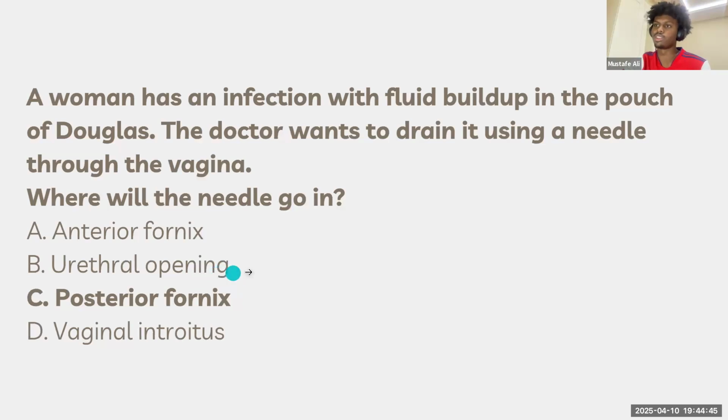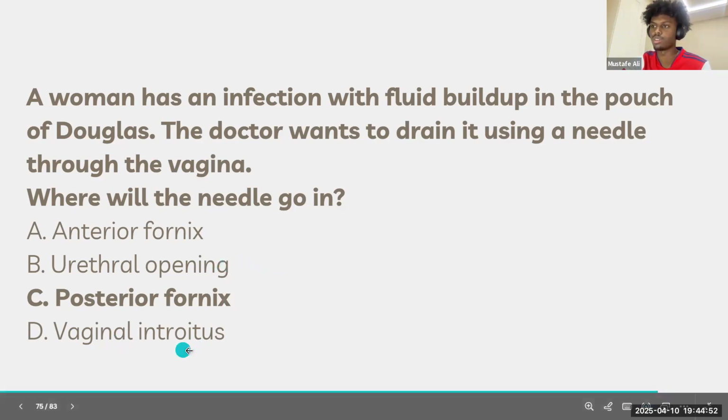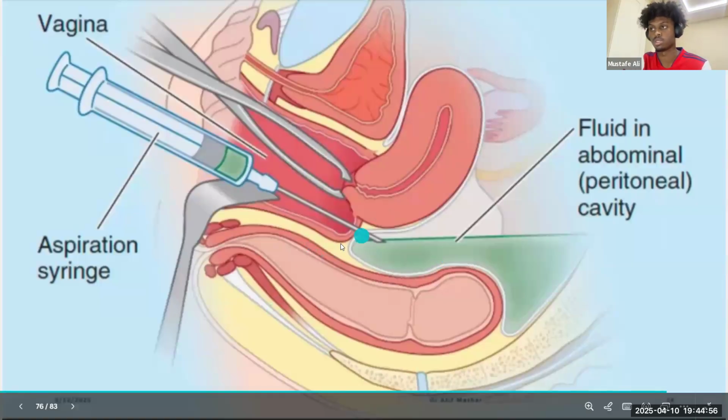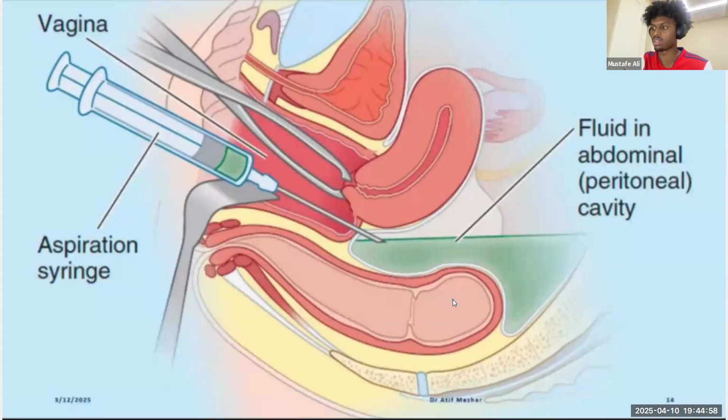The urethral opening is a bit absurd, trying to drain fluid from the pouch of Douglas via this, and the vaginal introitus, I think, is pretty irrelevant. So the answer to this question would be the posterior fornix. Okay.